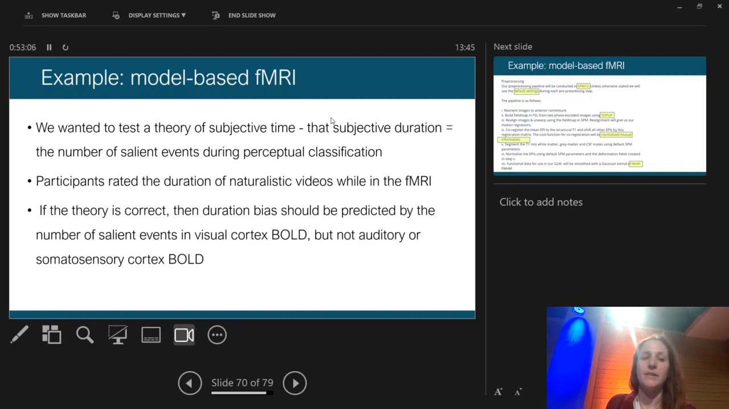We had participants in the scanner rating the duration of some videos. If the theory is correct, then their bias in how they rated this duration, like whether the video felt long or short, should be predicted by the number of salient events, so things that happened, in visual cortex BOLD, but not auditory or somatosensory. Those were the control regions.